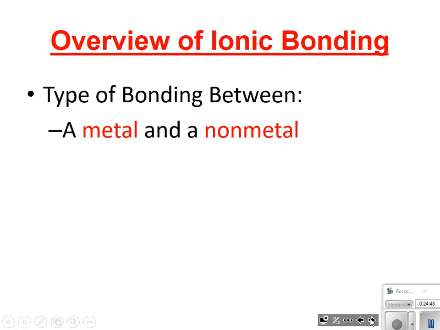Why do we need to have a metal and a nonmetal when we're dealing with ionic bonding? Can anybody explain that to me? Why do we need to have a metal and a nonmetal? Any ideas?